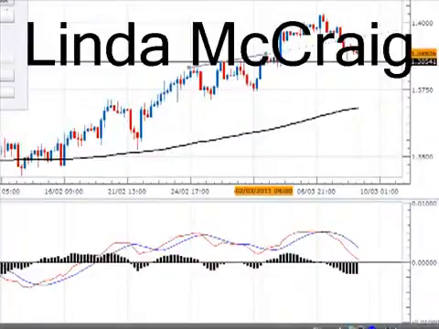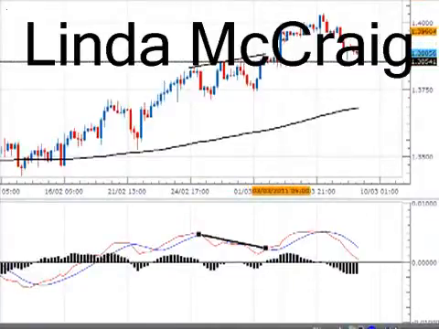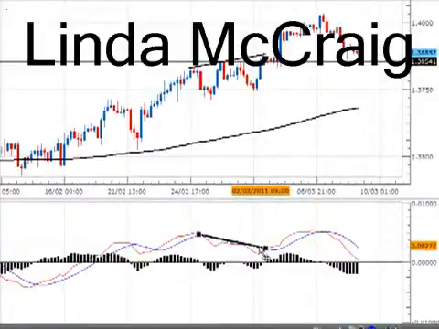Let me draw this first. The MACD made a lower high, sorry. The MACD made a lower high, but you see that the price actually pushed upward again and created a higher high. And this time, you can see that the MACD also created a higher high. This will then invalidate the negative MACD divergence that I talked about last week.